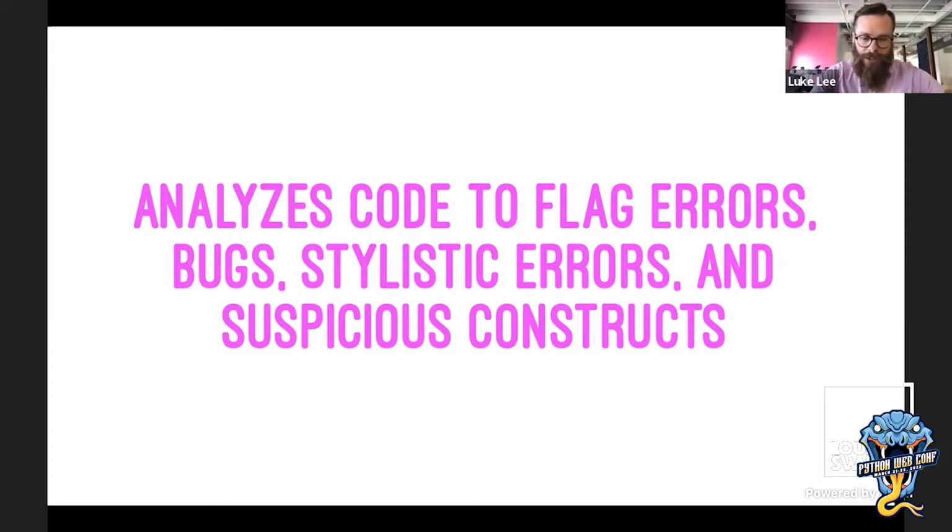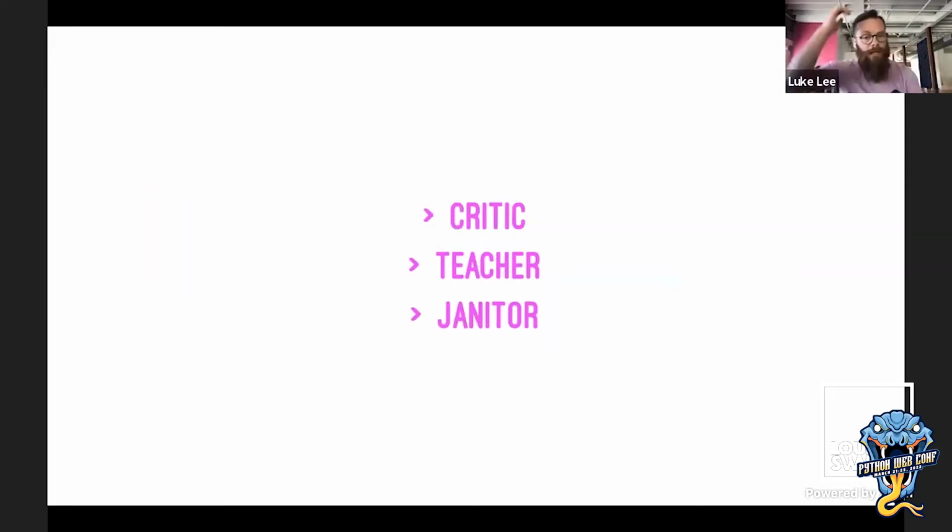So this broad definition is actually kind of nice, but if you want to simplify it, I think of a linter as three different roles. First off, it can be a critic. It can complain about your code or even your comments or your commit messages. It can complain about anything along the software pipeline.